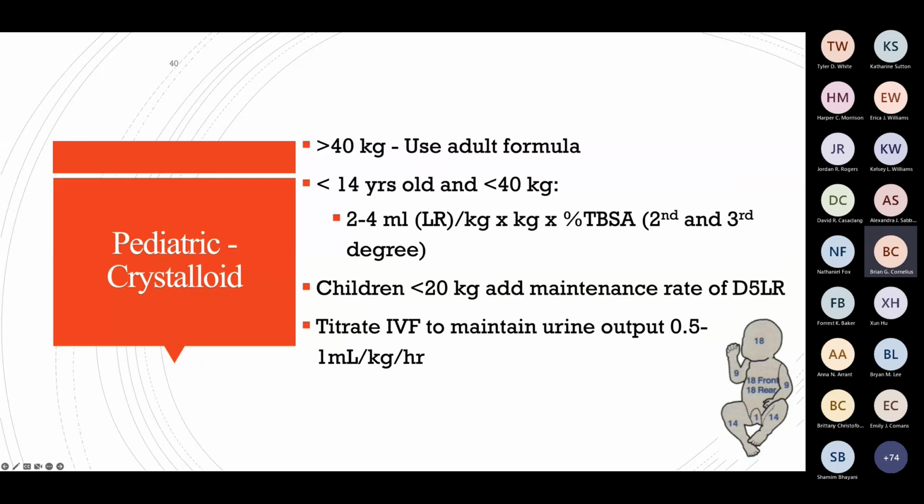From a pediatric standpoint, if they're over 40 kilos, go ahead and use the adult formula. On the lower end, same thing, 2 to 4 mLs per kilo of LR times the total burn surface area. If they're less than 20 kilos, I would consider adding some sort of maintenance fluid like D5LR as well. And just like you would with your regular maintenance fluid for pediatric patients in the operating room. Same end goals. You're going to titrate to urine output of 0.5 to 1 mL per kilo.